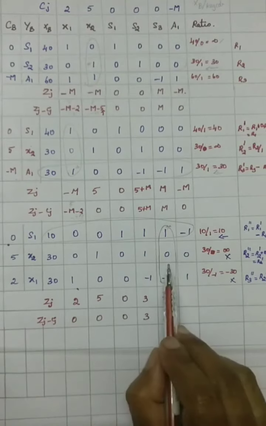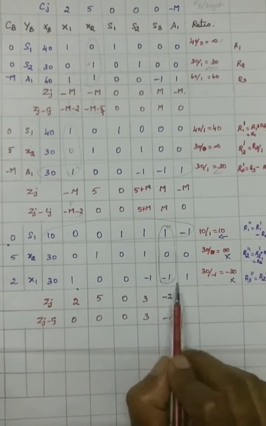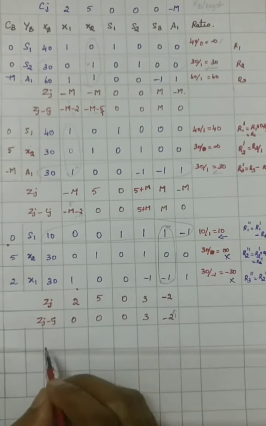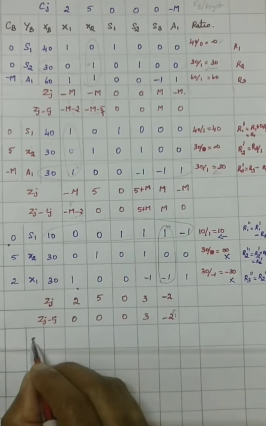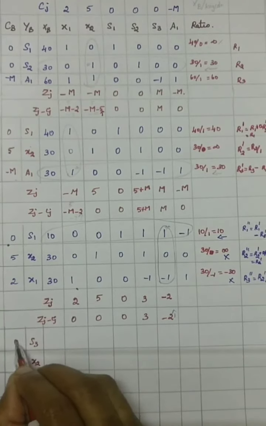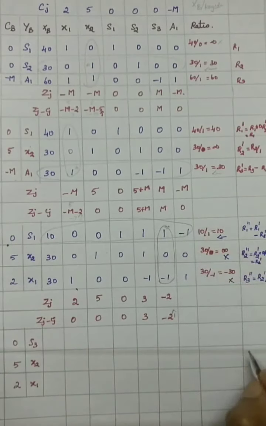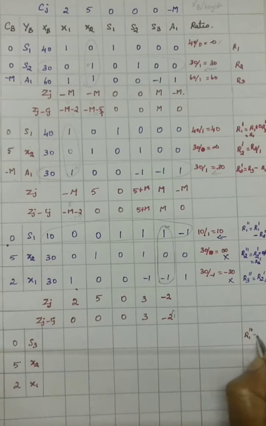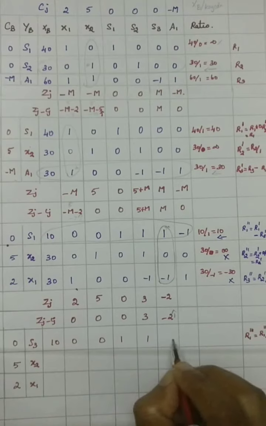The first row will be as it is. Similarly, this is also 0, so the second row is also as it is. The only change is minus 1, which you have to change to 0. So you have to write here S1 is the leaving variable and S3 is the entering variable. So here you write S3, X2 and X1 as it is. For X3 the coefficient is 0, this is 5, this is 2. The first change is R1 triple dash, that is R1 triple dash equals R1 double dash divided by 1, which means the same thing: 10, 0, 0, 1, 1, 1.